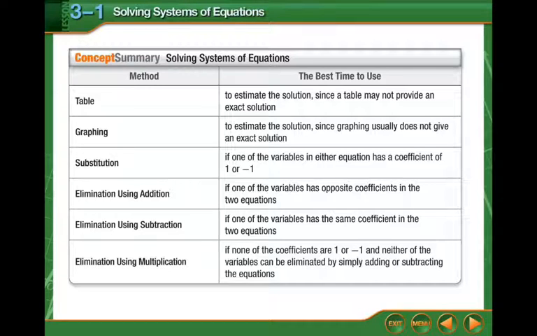But substitution is best whenever you already have x or y set by itself without any coefficient, or the coefficient is just 1 or negative 1. Elimination is great whenever they have either opposite or same coefficients, and you use either addition or subtraction. And with multiplication, you have to multiply one or both of the equations by some other number to get those opposite or same coefficients to add or subtract them.